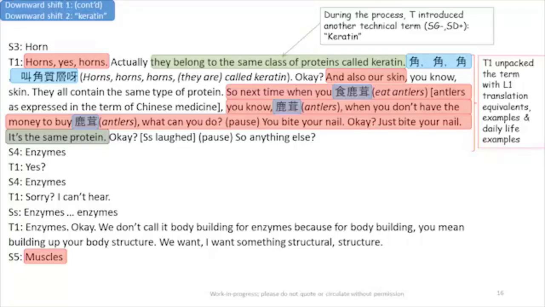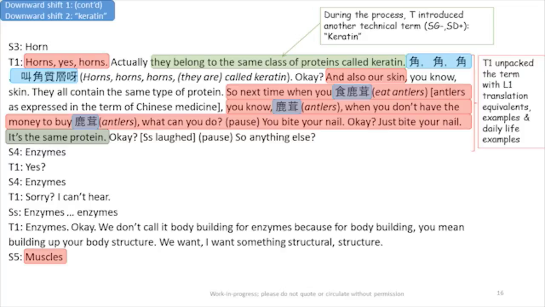And another student says 手指甲, which is Cantonese and means nails, okay? The student doesn't know how to say nails. The teacher first confirms 手指甲. Okay, actually hair, the nail, translating the Cantonese word into English, the nail. Anything else? How about animals? Animals have... and the student says horns, yes, horns. Actually, they belong to the same class of proteins called keratin.